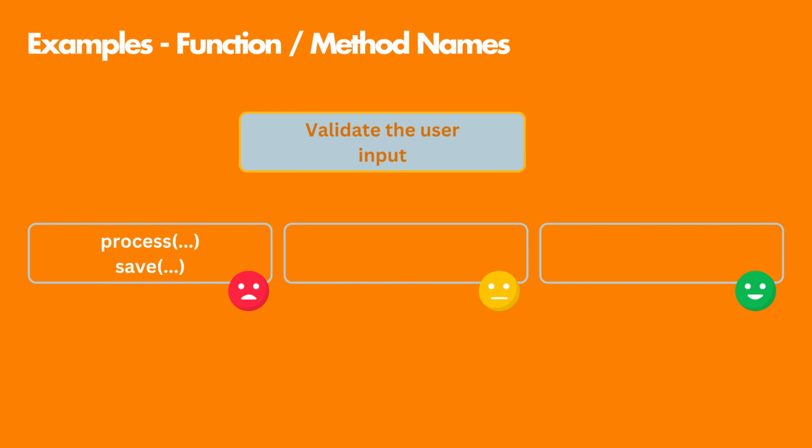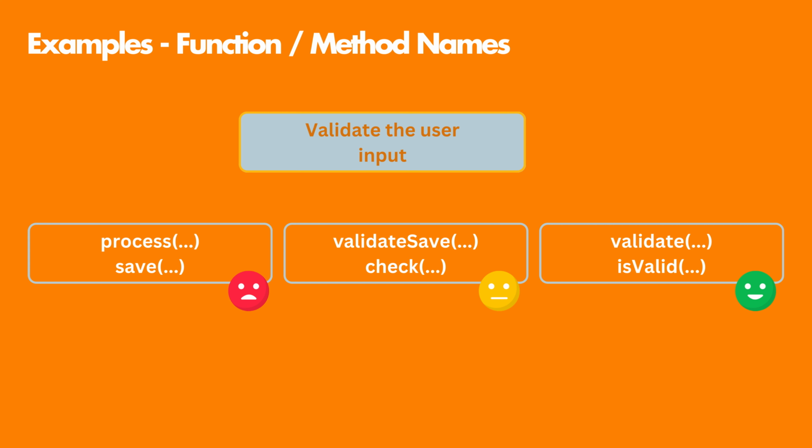For validating user input, the bad names could be process or save. These names are inappropriate because they don't accurately describe the validation operation. For okay names, we can go with validateAndSave or check. While better than the bad names, they still leave some guessing about what's happening. For better names, we can go with validate or isValid. validateAndSave implies both validation and saving, which is okay if that's what the function does. Check is okay but lacks specificity. Validate is a good choice, especially when you are not returning true or false. isValid, on the other hand, is excellent if the function returns true or false.